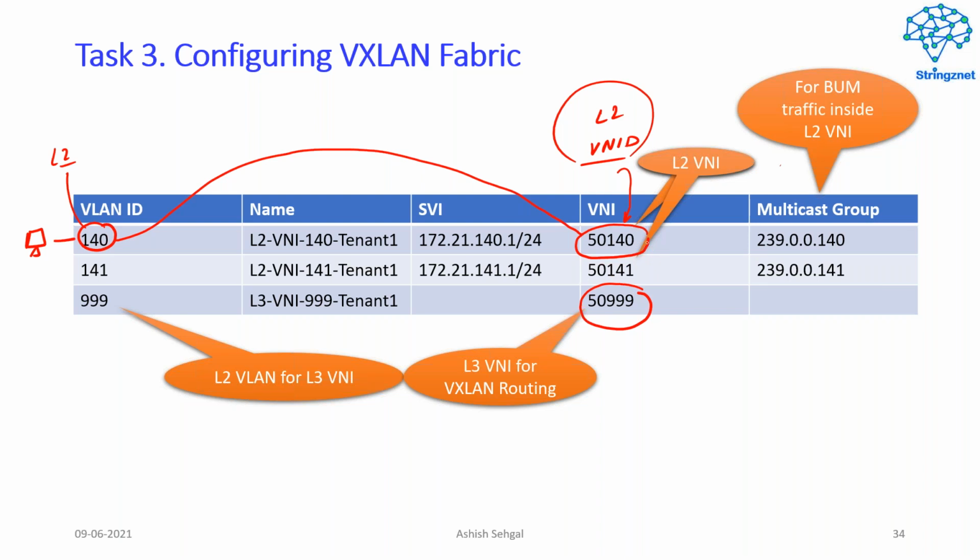Right? So this traffic, once encapsulated with the layer 2 VNID, will go inside the tunnel to be delivered at the destination endpoint, wherein there will be a VNID and there will be a machine.